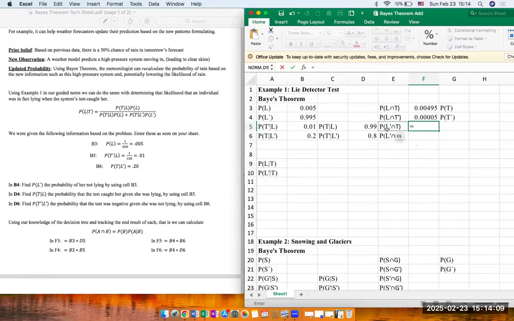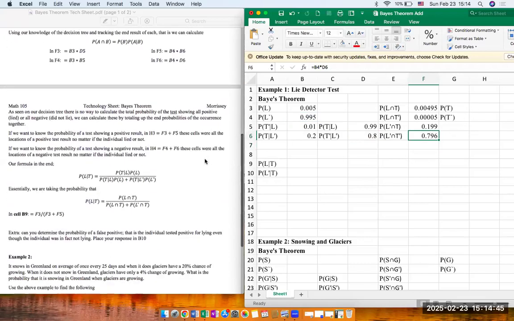So in this case, we are not lying, and the test, though, thinks that we're lying. So this is your false positive. So first off, we need to grab the probability that we're lying times the probability that we are not lying, but the test still thinks that we are lying. And the last scenario is that we're not lying here, and the test also knows that we're not lying. So times this one right here. So you should have all of those coming up again.